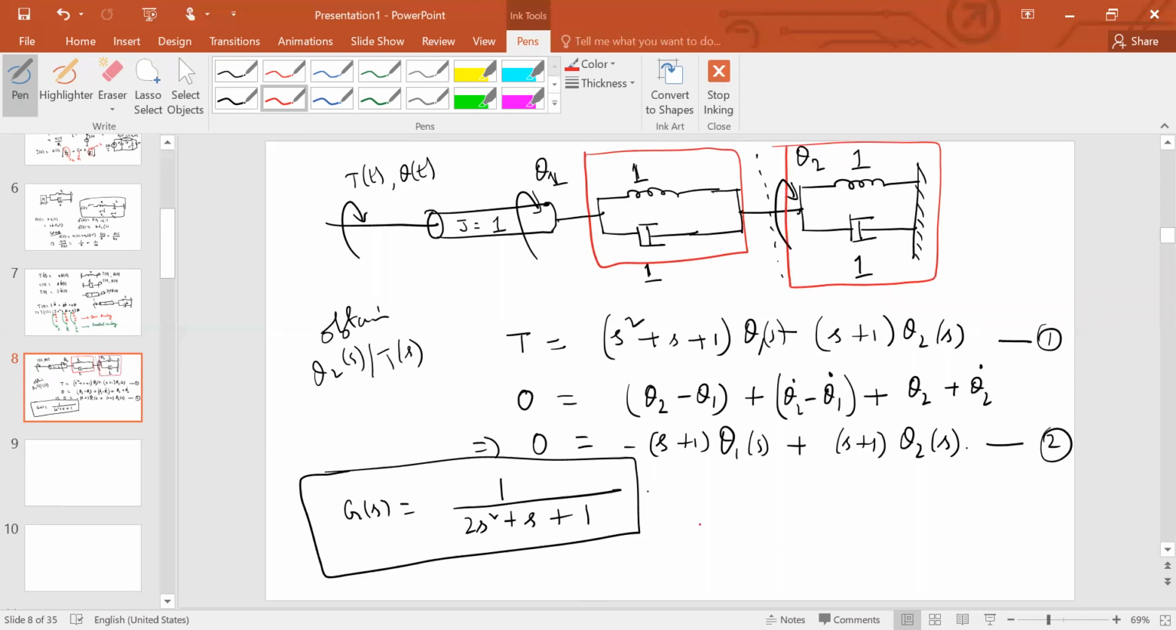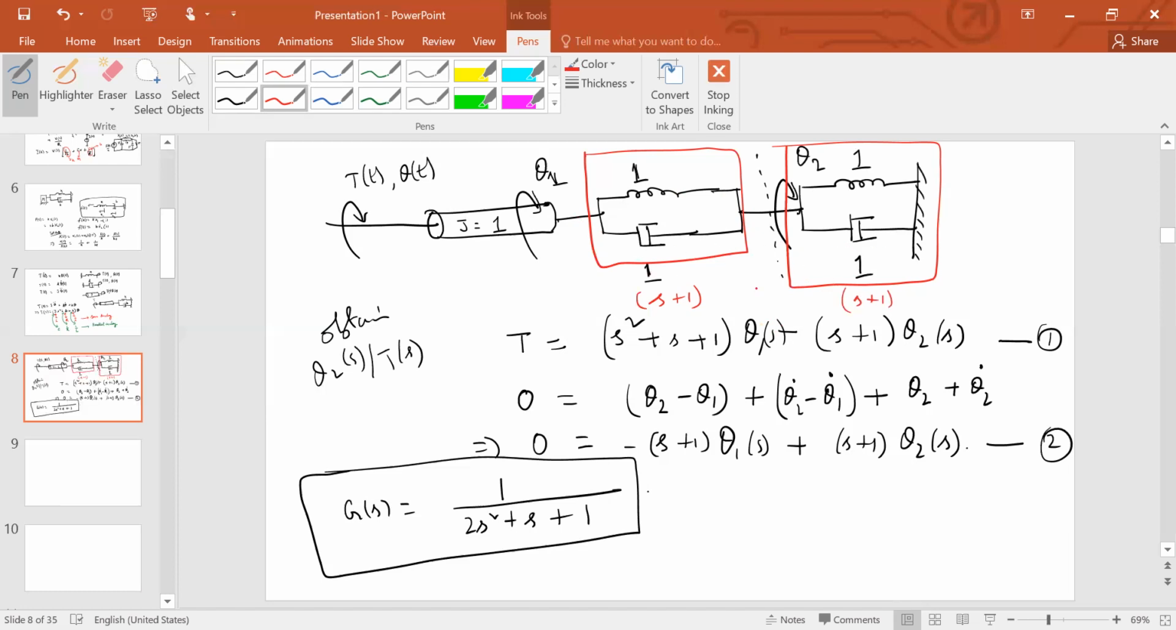All right. So the factor coming from this first block is s plus 1. That is the relation between, if a torque is applied to this unit, the angle of rotation obtained at the end by this unit. The relation is s plus 1, right? Or 1 over s plus 1. Similarly, for this block also it is s plus 1. And remember that they're in series.